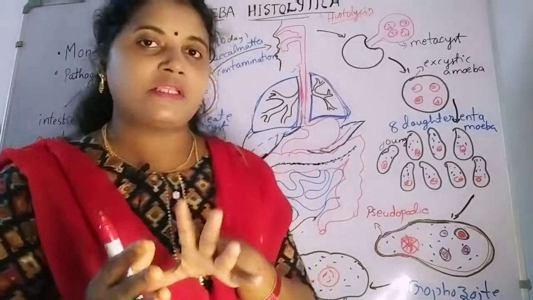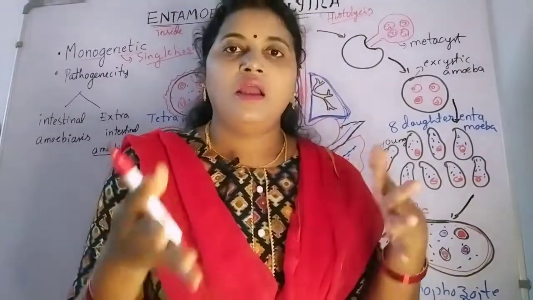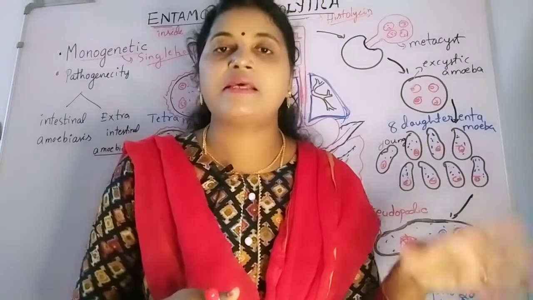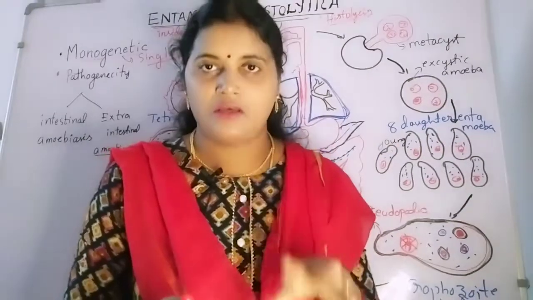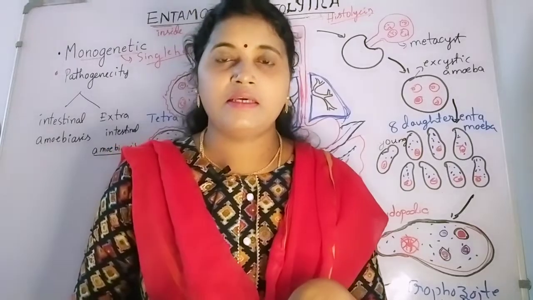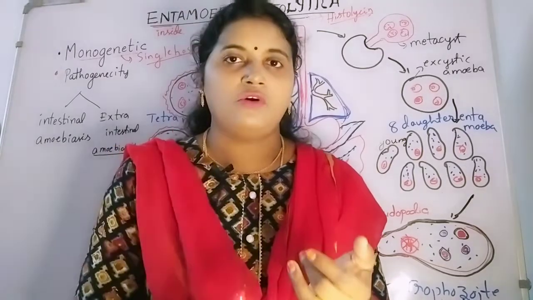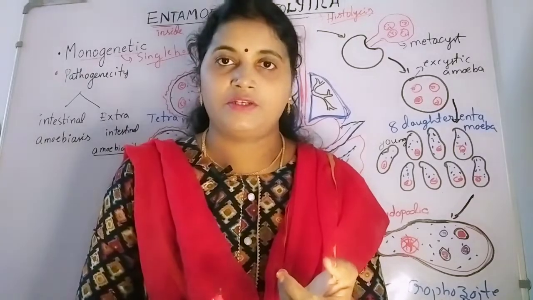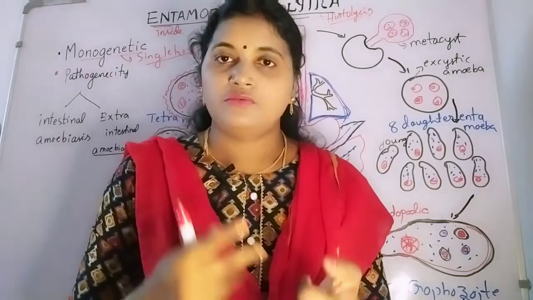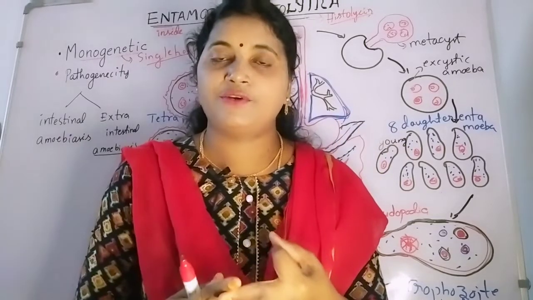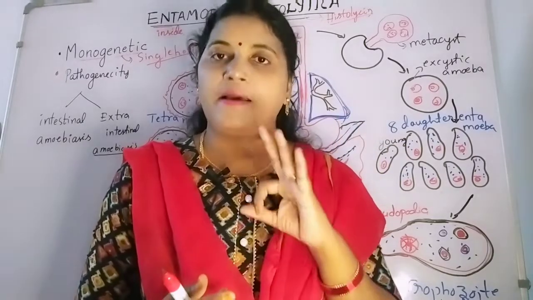Here the cytoplasm is divided into two portions, endoplasm and ectoplasm. The ectoplasm is without any cellular components, and the endoplasm contains the cellular components. In the endoplasm also, there is no Golgi complex, no endoplasmic reticulum, and no mitochondria. These points are very, very important. Golgi complex, endoplasmic reticulum and mitochondria, these three components are absent.